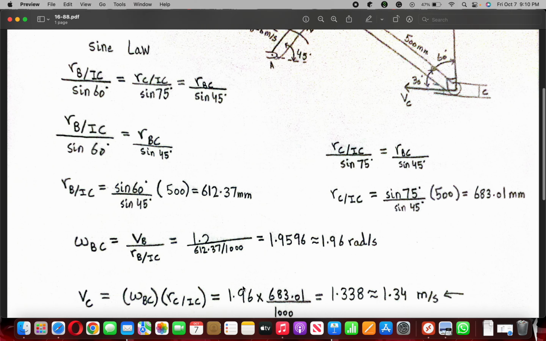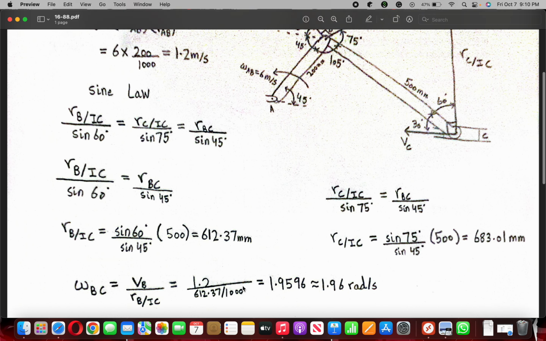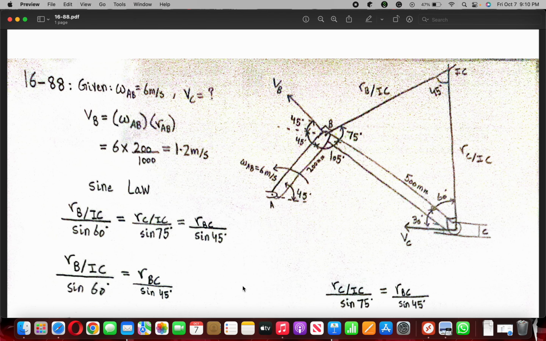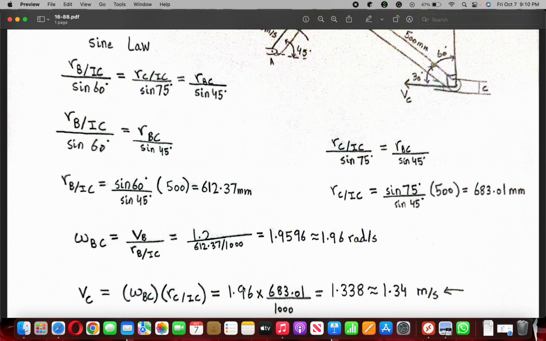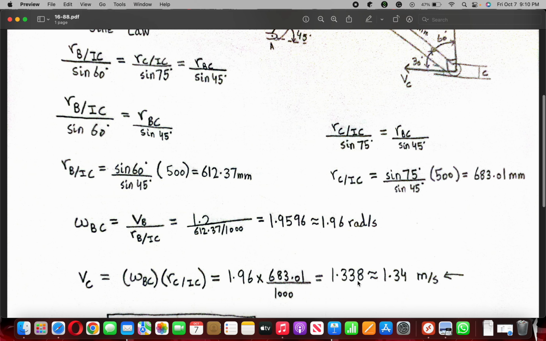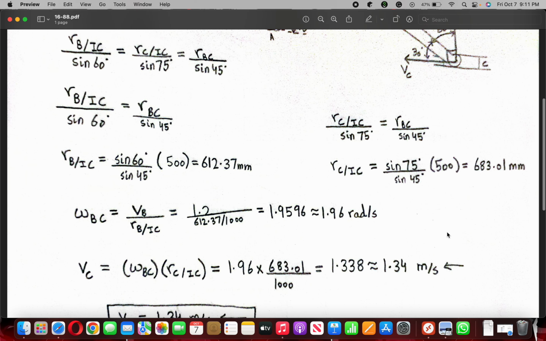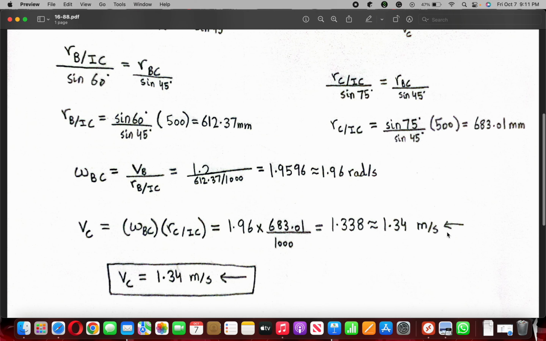Now we have to find the velocity at C. We already have the angular velocity of BC, and we have the length, which is r C relative to IC. So we simply use our equation, we multiply them, and we convert the millimeter into meter, and we get 1.34 meter per second. And as you know from the diagram, the direction is towards the left and it is horizontal.